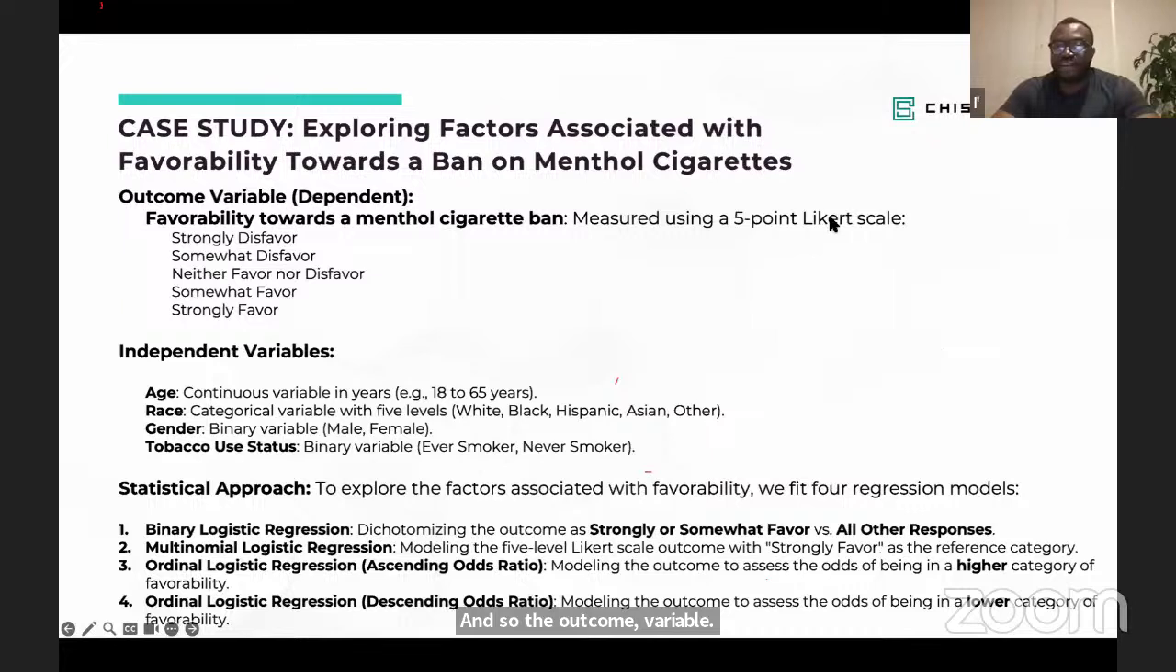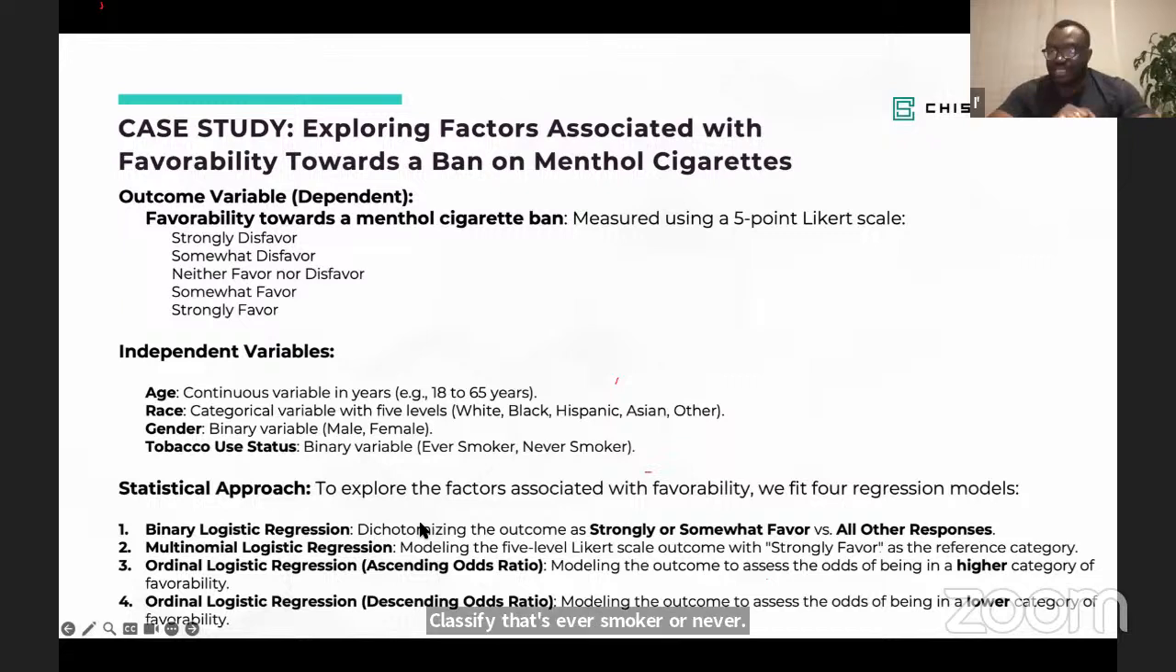This was measured with a 5-point Likert scale: strongly disfavor, somewhat disfavor, neither favor nor disfavor, somewhat favor, and strongly favor. So as you can see, we can argue this is an ordinal variable. The independent variables or predictors are age, race, gender, and tobacco use status, classified as ever smoker or never smoker.